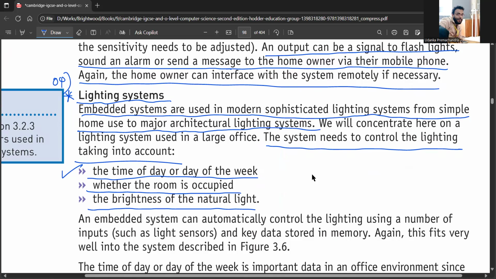Okay, write down this underlined part. That embedded system can automatically control the lighting using a number of inputs, and the key data is stored in the memory. Can you please write down this underlined part about the lighting systems? Write it quickly.